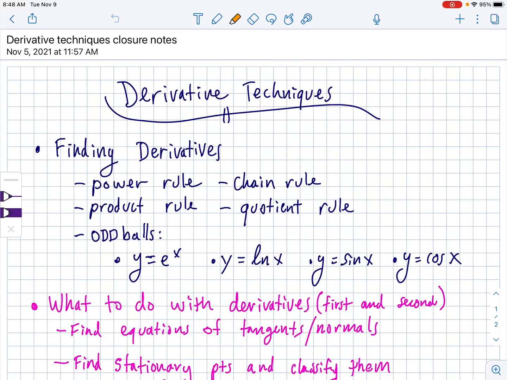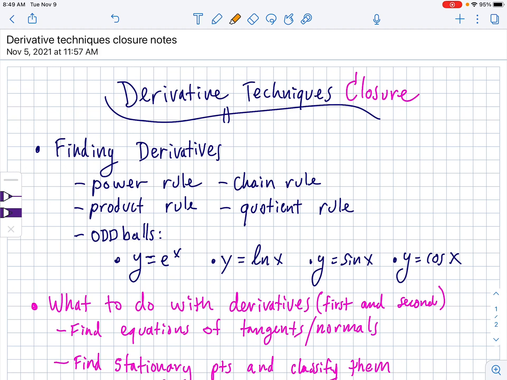All right, IB AASL2. We do have that derivative techniques test coming up, so I thought I would do some derivative techniques closure notes with you. These closure notes are fairly short and sweet because it's really just a few rules, but then on a ton of different problems that can happen with them.